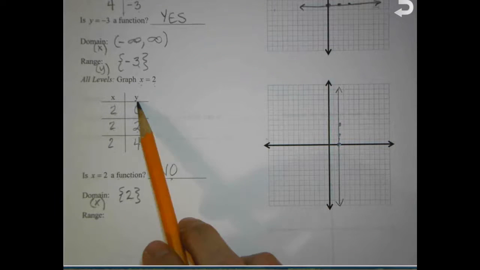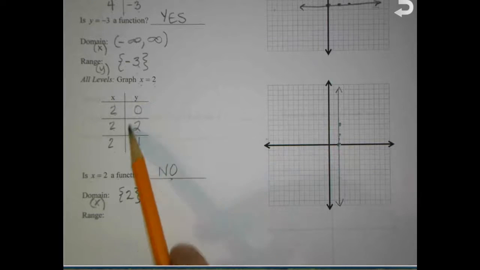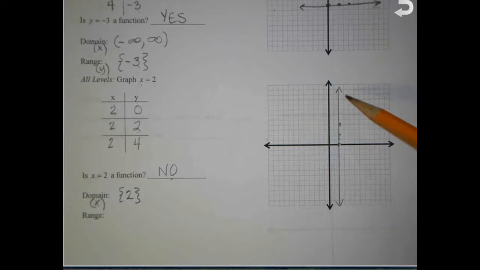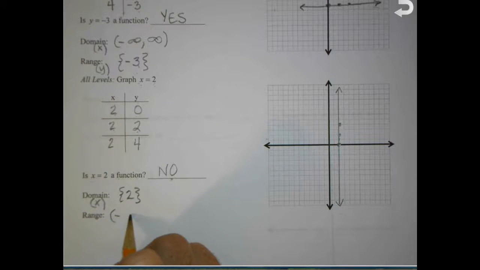My range, I can look at my y part on the xy table, and remember I could have chosen any values all the way down negative infinity. It would have had a 2 for the x value, all the way up to the positive infinity. So the range is negative infinity to positive infinity.